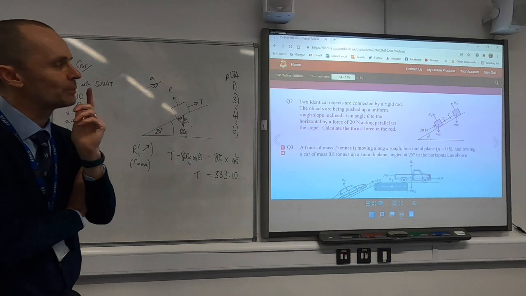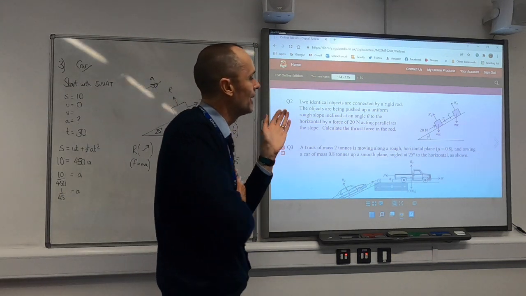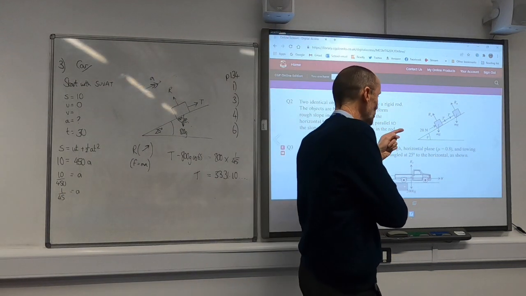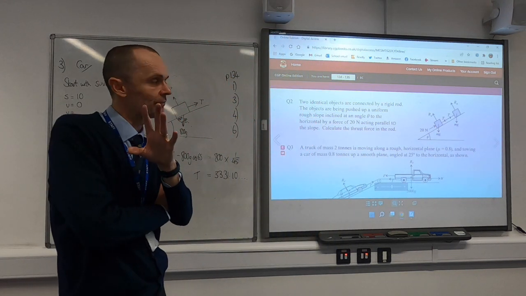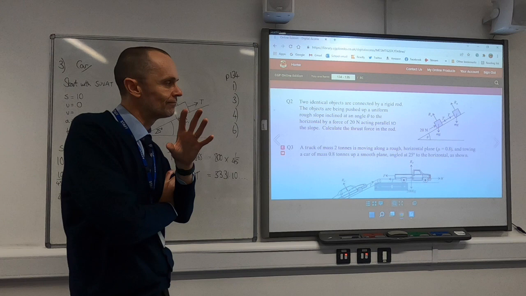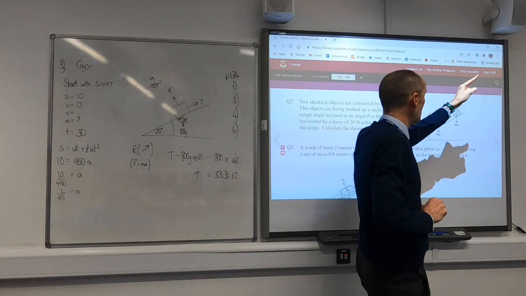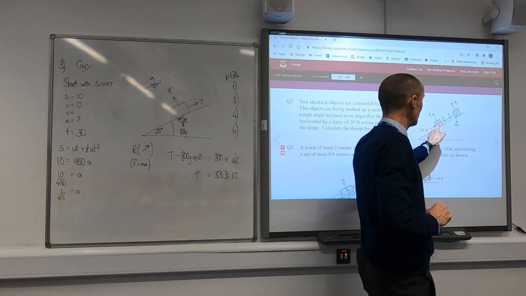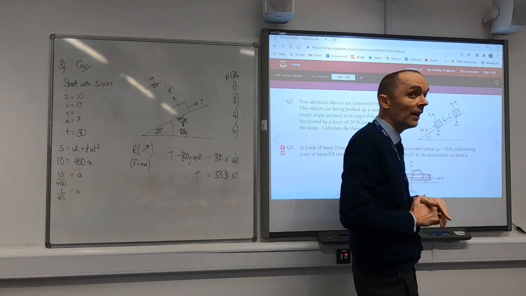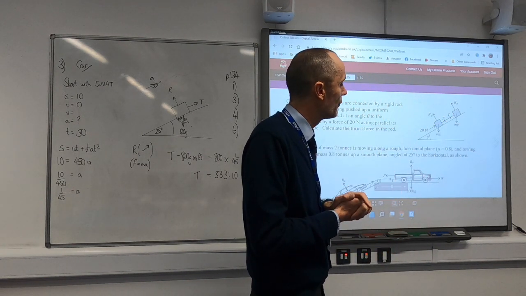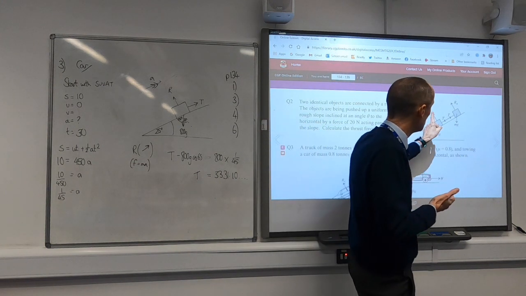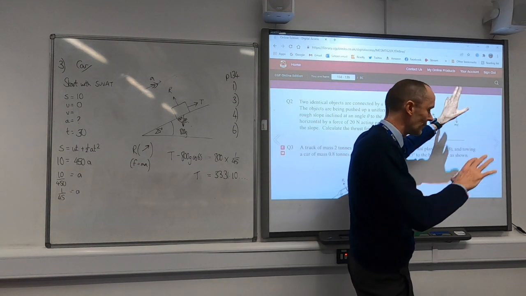So let's have a look at this problem here. We've got two objects, and they're connected by a rigid rod, and they're being pushed up. So they're moving, so there is friction. They're going up, so friction's going to be going backwards. There'll be friction here, and there'll be friction here. Interestingly, they're both the same mass, so friction will be the same, because friction is mu times R, and R will be the same.